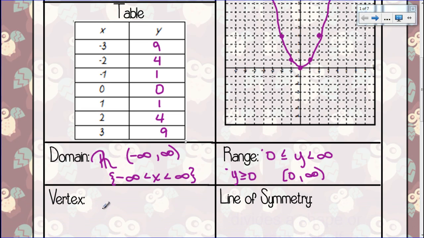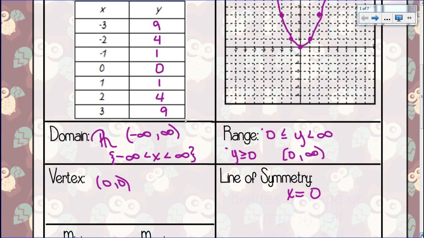Now the vertex is the highest point or the lowest point, which we already discussed was down here at 0, 0. And my line of symmetry is the y-axis, and the equation for that is that x equals 0. We're going to talk about a connection between the vertex and the line of symmetry in a few minutes.